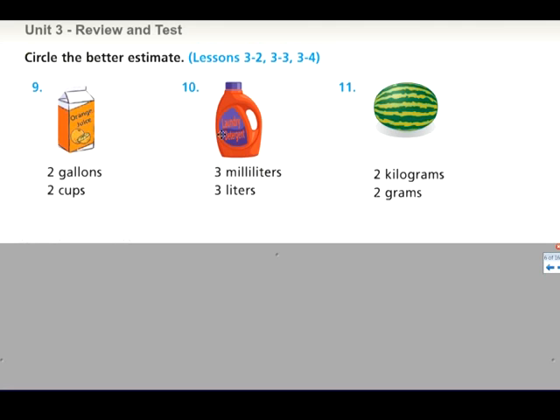On problems 9, 10, 11, I think you can figure this part out, because is that gallons or cups, milliliters or liters, kilograms or grams? Remember, with milliliters, ml, or L. Got to decide which one's which. Well, just to remind you, now milliliters, kilograms, liters, grams, that's the metric system.